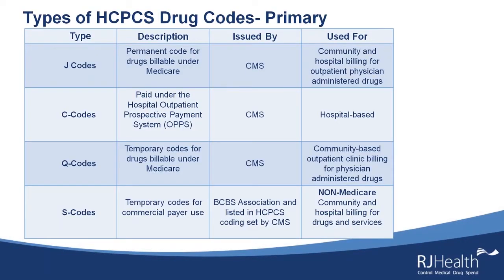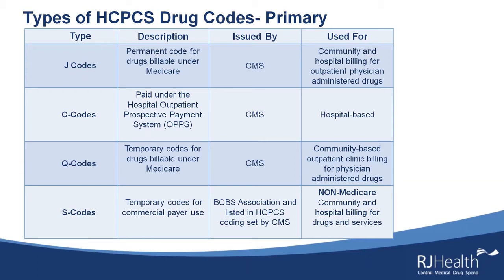Different types of HCPCS codes that we see for primary use are J codes. People kind of use the terms HCPCS codes and J codes interchangeably. These are going to be provider-submitted codes typically. They are permanent, so Medicare has created them. They are specific to an individual product. They can be used for community or hospital billing for outpatient physician-administered drugs. And as I mentioned, they do have the generic product name and billable unit string.